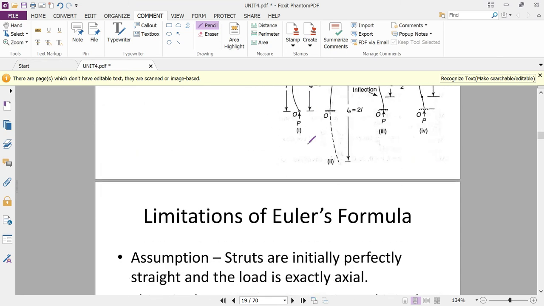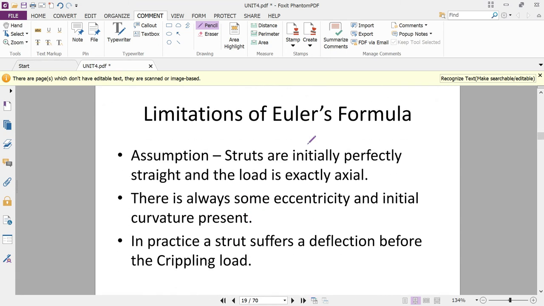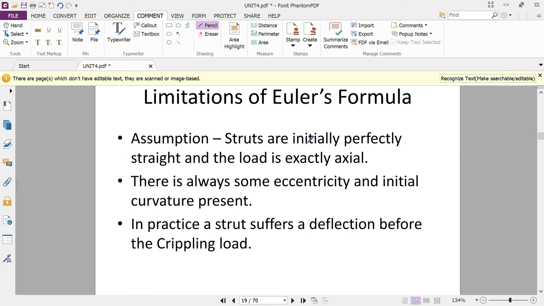Okay, then limitations of the Euler formula. What are the limitations? The assumption is that the struts are initially perfectly straight and the load is exactly axial. But in actual practice, the member may be inclined or horizontal, so in reality it can't be a perfect member. And the load cannot be exactly axial; it cannot act exactly at the axial point. It may change from its original position. So these are the major limitations of this Euler formula.